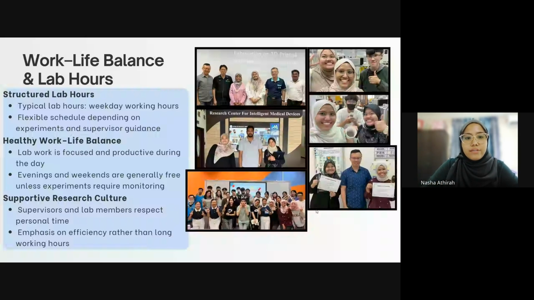So what I really appreciated was the research culture there, because the supervisors and lab members respected our personal time as internship students and also as foreign students in Taiwan. There wasn't pressure on us to stay late in the lab just for the sake of finishing our work, but they value efficiency more than long working hours. So overall, the work-life balance was healthy.